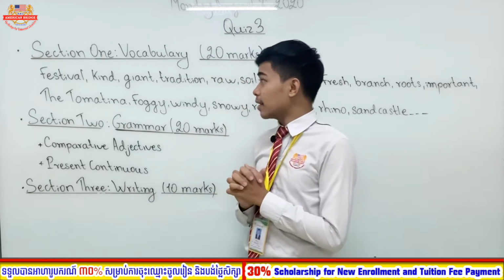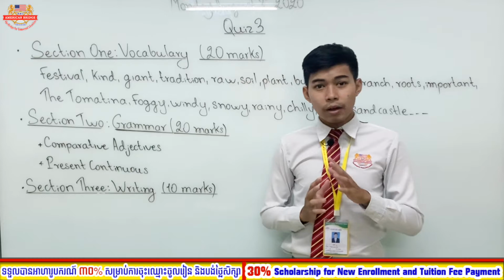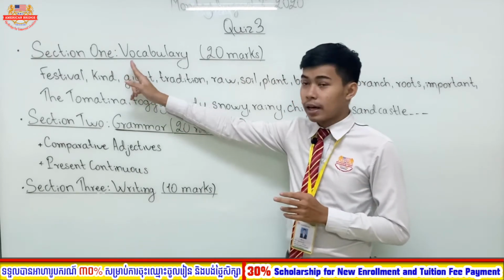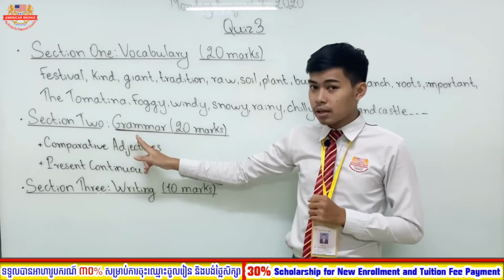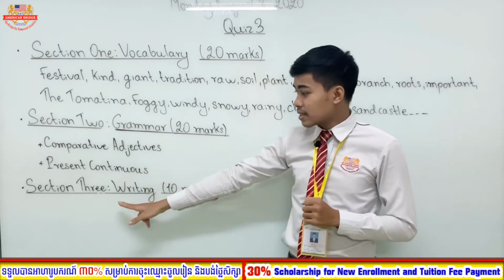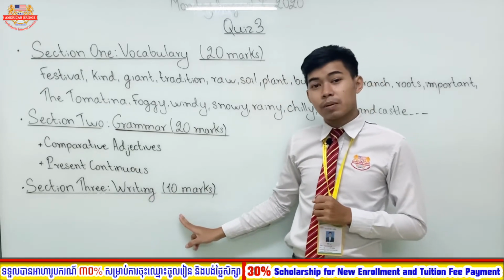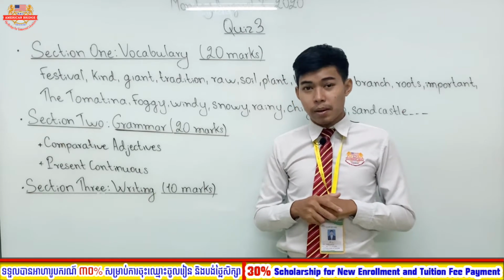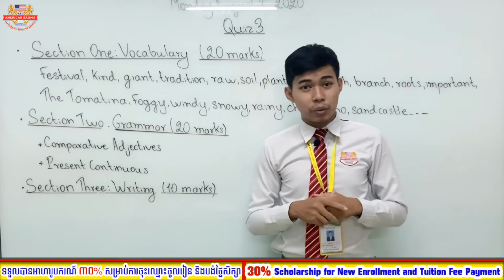So these are the 3 main points that you are going to do in quiz 3. We have 3 sections. Section 1, vocabulary, 20 marks. Section 2, grammar, 20 marks. And the last section is about writing, 10 marks. Now I will explain each section and you have to take note and remember, so that when you do the quiz, you will do it well, okay?